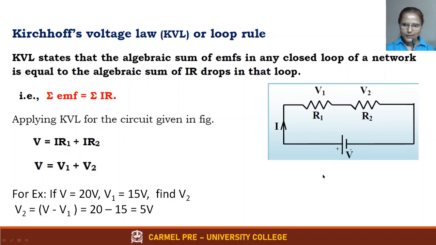So if this is 20, if this is 15, this has to be 5 because 15 plus 5 has to be 20. For example, if this was 10 and this was 10, what is this? 10 plus 10, 20. Like that, the sum of these two should be equal to this. So this is KVL and KCL and Ohm's law. Three laws you have learnt up till now. We are going to use them for all our problems.